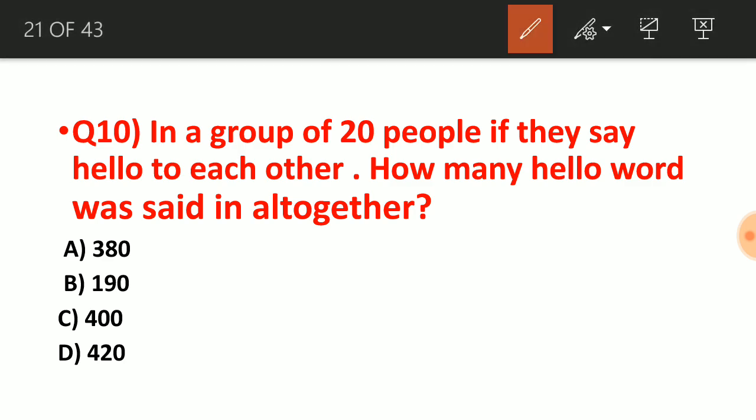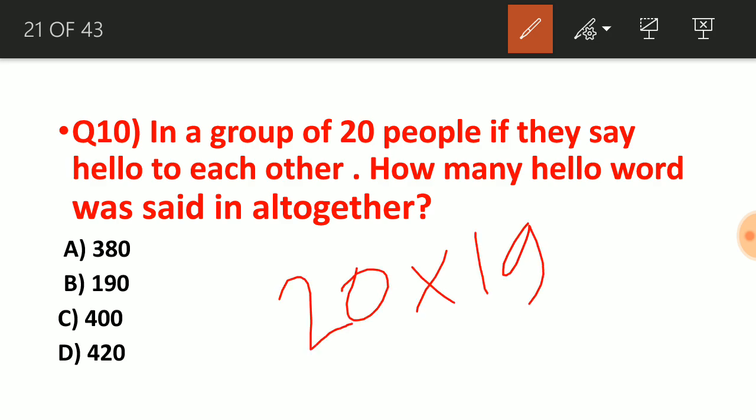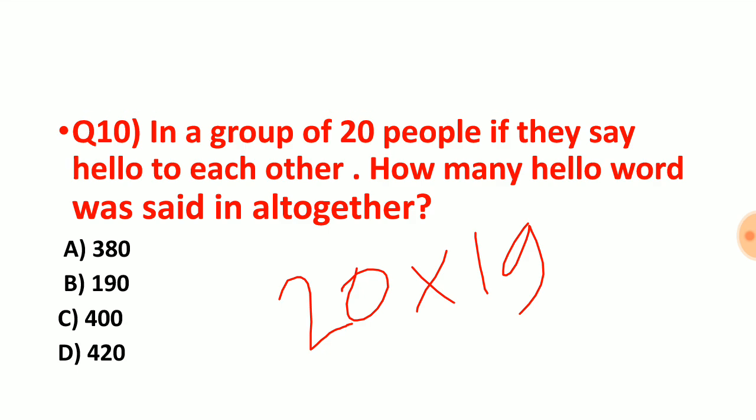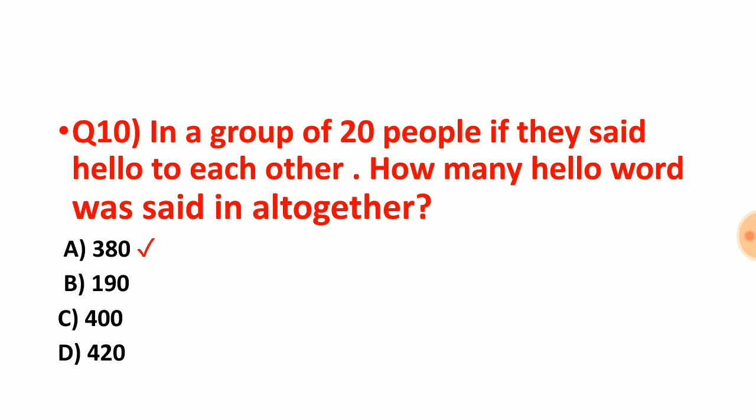In a group of 20 people, if they say hello to each other, how many hellos were said altogether? If 20 people are there, each and every person has to say hello to each other. This is not like a handshake. So here our formula is n into n minus 1. The answer will be 380 for saying hello.